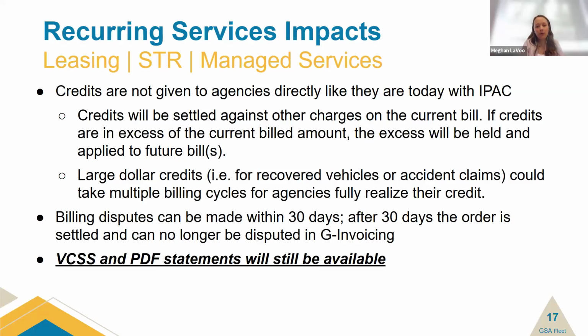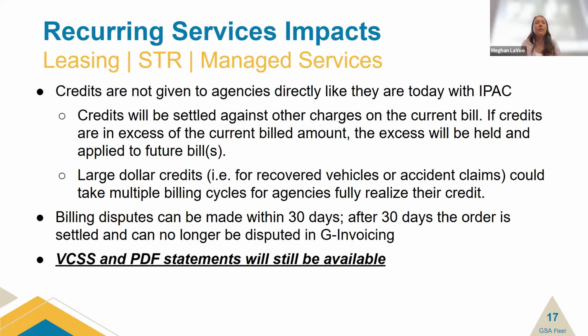If you have large dollar credits, for example, because a stolen or lost vehicle has been recovered, or there was an accident claim that got credited back to you, it could take multiple billing cycles to fully realize that credit. Now, we are happy to work with your agency and process something manually, outside of our own financial system, to issue you money back for those very large dollar claims where it would take months for that recovery to be realized. But in general, I don't think that should be the process that has to be followed. For the most part, the credits that GSA Fleet issues are minor, and so they should be okay to be settled within that current month.